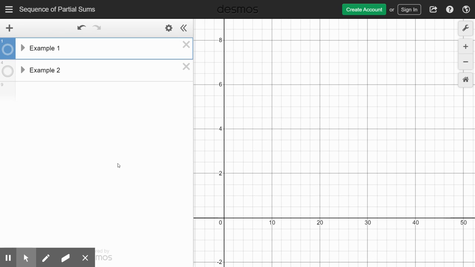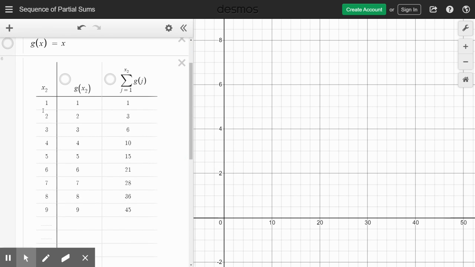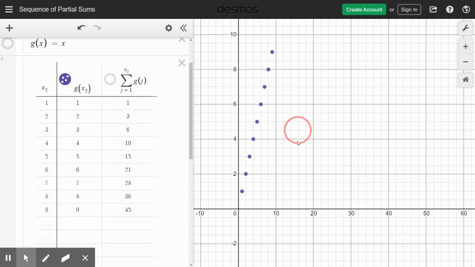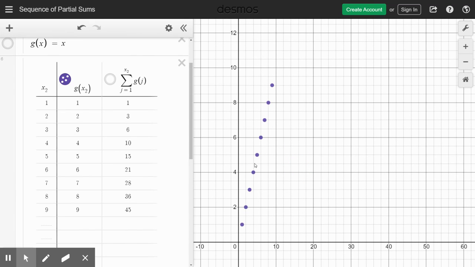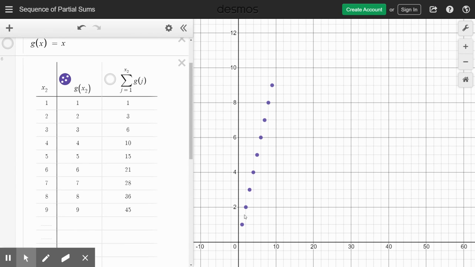So let's just confirm that this is actually true. Let's go back to our Desmos activity. Now we're taking a look at example 2, and yes, it seems to be correct. So here, if we plot just the terms in the sequence itself, notice that we get this pattern, which again seems to be increasing without a bound.